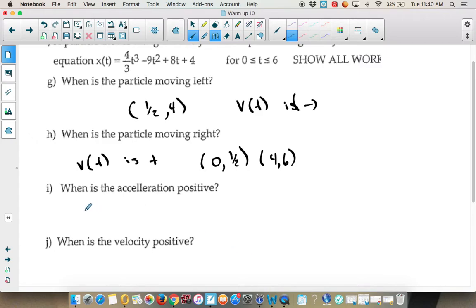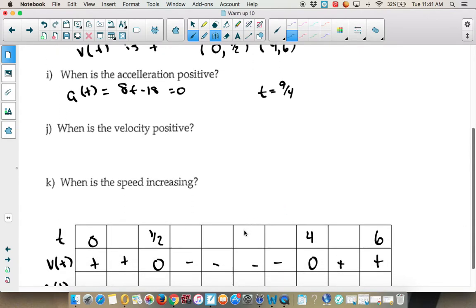Okay, when is the acceleration positive? Well, we have to go back to our acceleration equation. The acceleration equation was 8t minus 18. We need to find the critical value for acceleration. So I'm going to set that equal to 0, because you have to pass through 0 to be able to change from positive to negative. So that happened at a time of 9/4. So I'm going to put that down on this table as one of our critical values, and 9/4 is between 1/2 and 4. So I'm going to put it here.